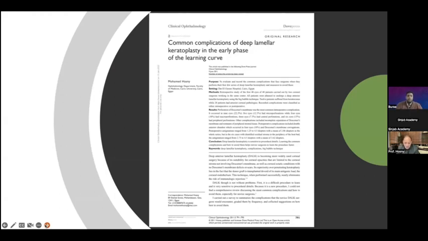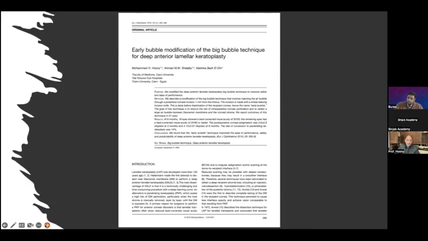This was one of our very first publications regarding DALC. It was submitted in 2009 and published in 2011 on the common complications of deep lamellar keratoplasty in the early phase of the learning curve. And we actually concluded in this study that perforations are the most common complication that you can encounter when you're starting to adopt this technique.